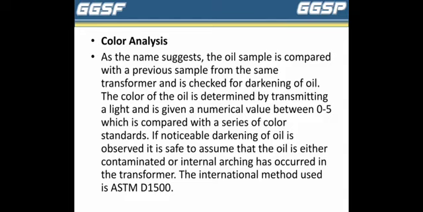Color analysis. As the name suggests, the oil sample is compared with a previous sample from the same transformer and is checked for darkening of the oil. The color of the oil is determined by transmitting light and is given a numerical value between 0 and 5, which is compared with a series of color standards. If noticeable darkening of the oil is observed, it is safe to assume that the oil is either contaminated or internal arcing has occurred in the transformer. The international method used is ASTM D1500.